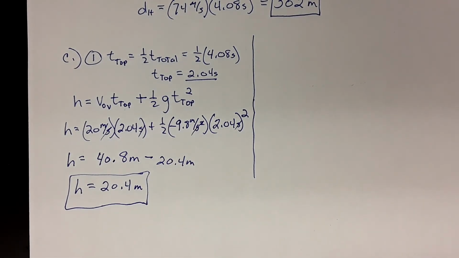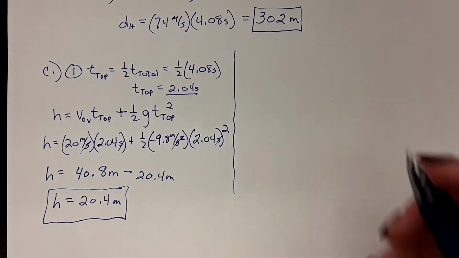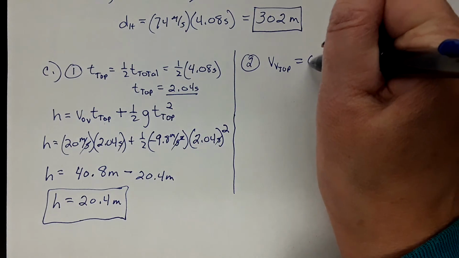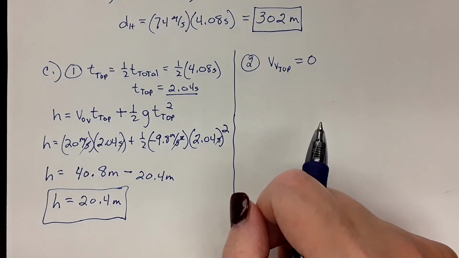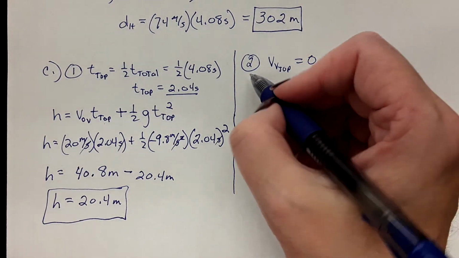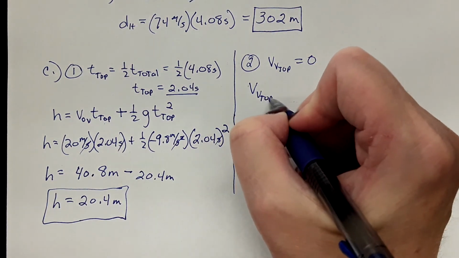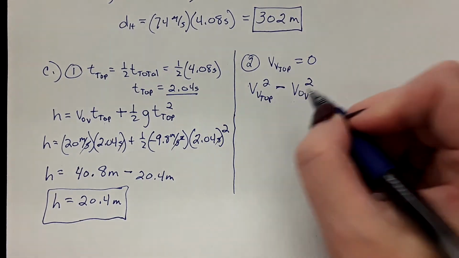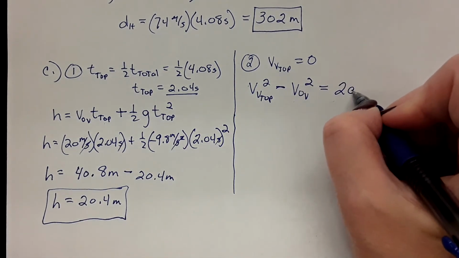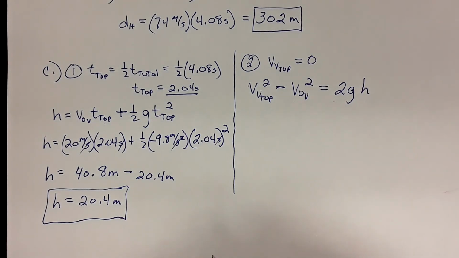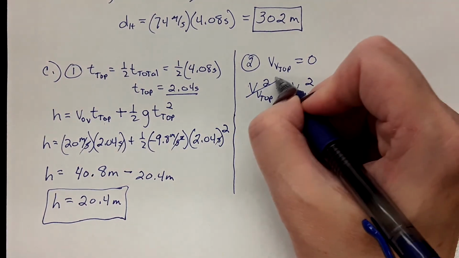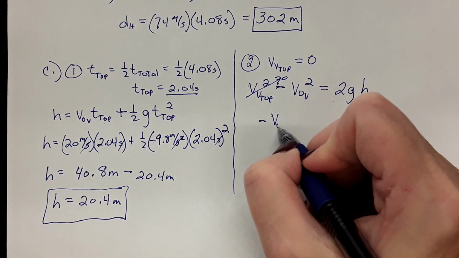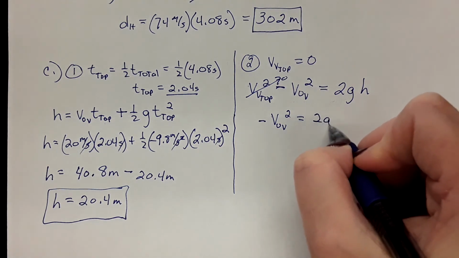Now, the second method is always a good check. So we know that the vertical velocity at the top is 0. And we're going to decelerate to that from our initial 20 meters per second. So we're going to say the vertical velocity at the top squared minus the initial vertical velocity squared. Remember, we're going to use the alternate equation now, equals 2gh, the distance to the top, the height. This drops out because we're stopping. So we get negative v sub ov squared equals 2gh.